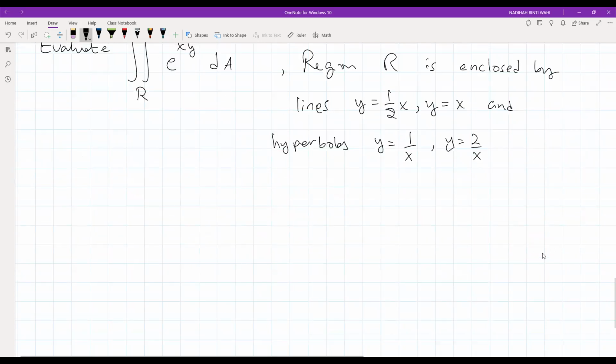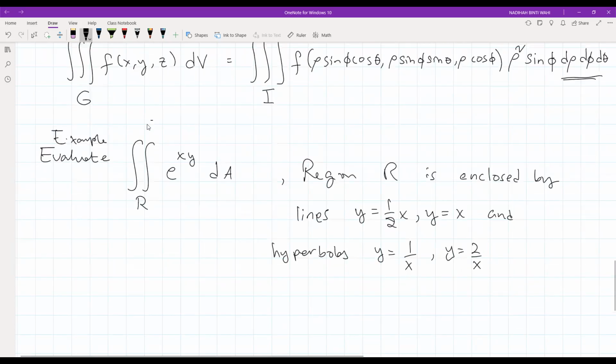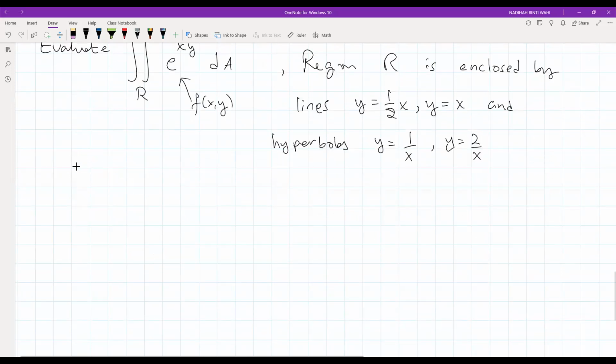Let's see this region. This is the f of x, y. Okay, so as you can see, we need to find how the region looks. If it's not given, then you need to look at the picture of it. So if you plot this, how is it going to look?